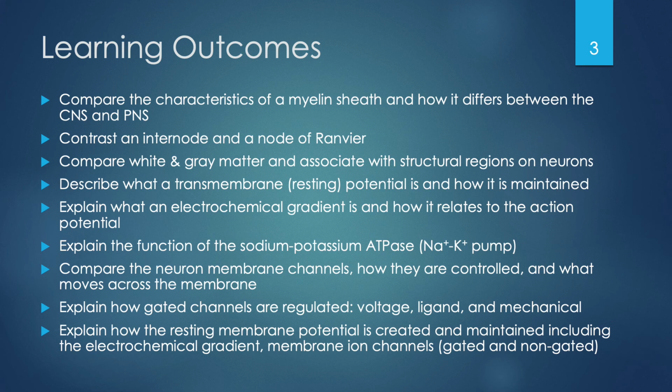We'll compare white and gray matter and associate that with structural regions on neurons, and describe what a transmembrane or resting potential is and how it's maintained. We'll explain what an electrochemical gradient is and how it relates to the action potential. We will explain the function of the sodium-potassium ATPase, which is adenosine triphosphatase, through the sodium-potassium pump. We will also compare the neuron membrane channels, how they're controlled, and what moves across the membrane.